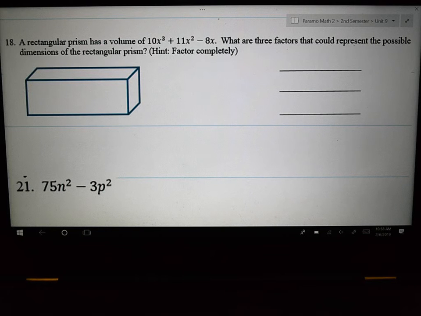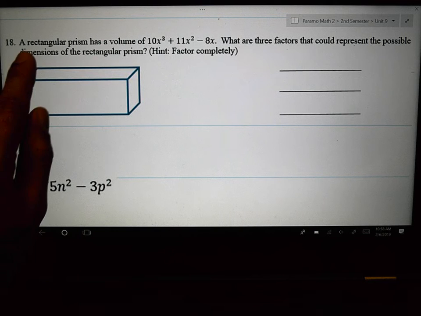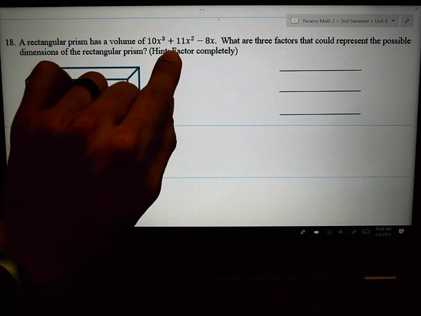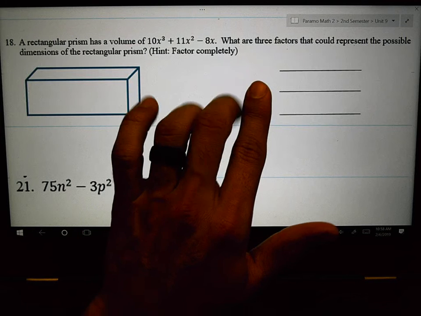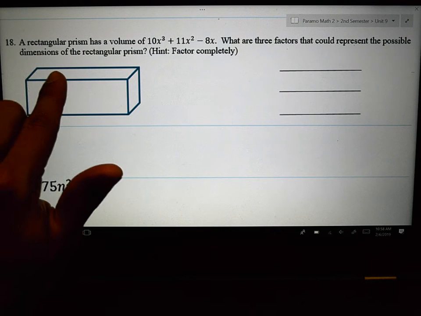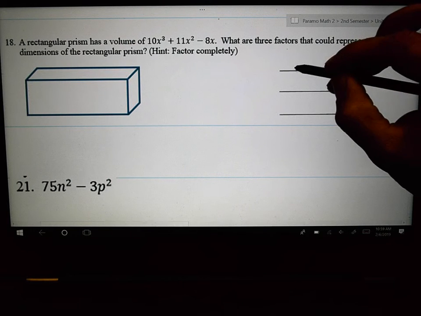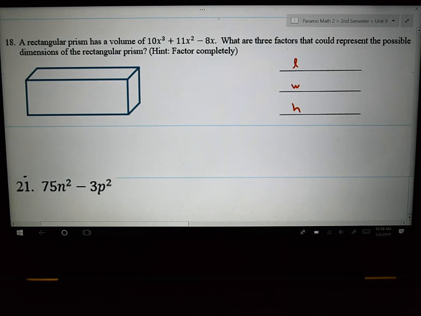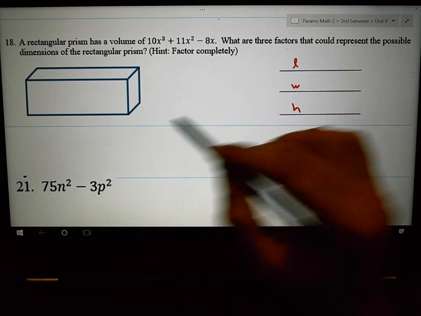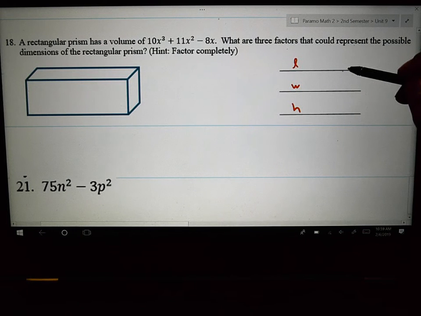I'm going to go to number 18 next. Number 18 says, this prism has a volume of 10x to the third plus 11x squared minus 8x. What are 3 factors that could represent the possible dimensions of the rectangular prism? They are asking you, what could be a length, a width, or a height? And they didn't say which one had to be which. So you could have any combination you want. All you need to know are what are the factors of this volume.